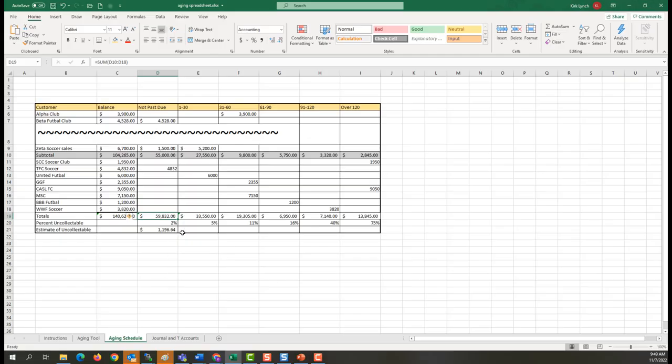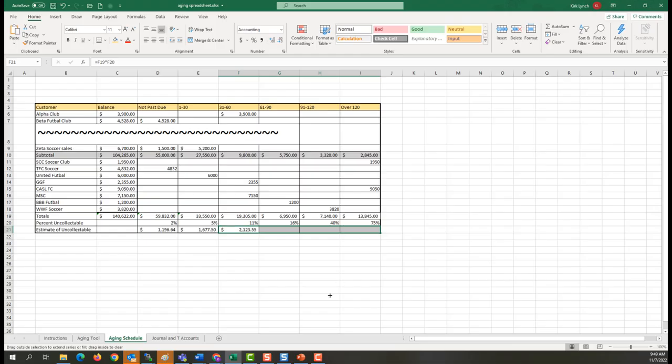And then I'm going to repeat that process. I'm going to say that this is equal to the amount that's in our 1 to 30 day category times, in this case, 5%. And so we're going to predict that $1,677.50 does not get collected there. And we're going to repeat that process again. We're going to say that our 19,805 in this category times 11% will not get collected, and that is 2,123. And we're going to repeat that process the rest of the way across the board.